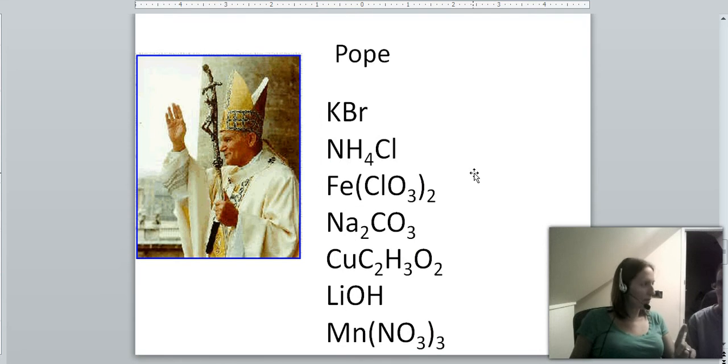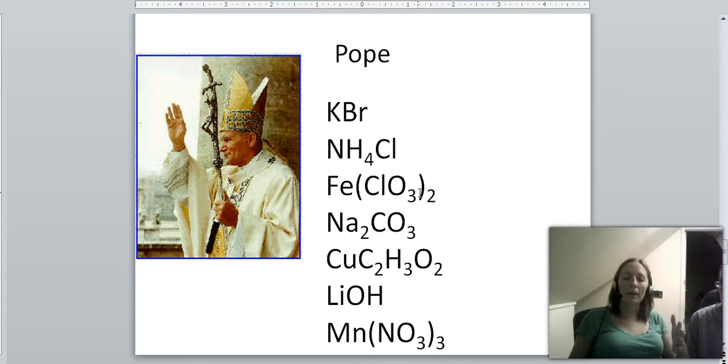Now, for the weaknesses. The Pope does not have weaknesses. If he is present, it is soluble. So potassium is a Pope. This is soluble. Potassium bromide is soluble. Ammonia is from the NAACP, soluble. Iron generally would be insoluble, except we've got chlorate here.